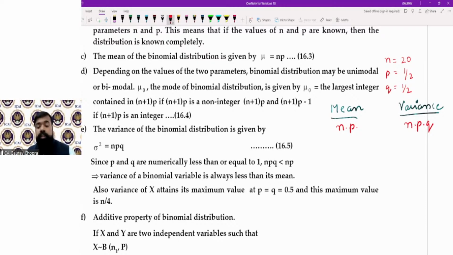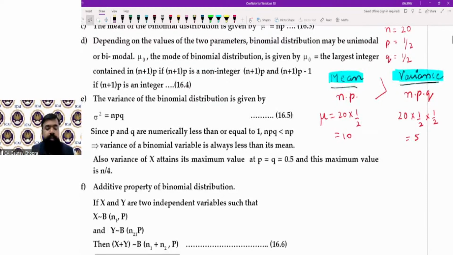Money says variance is greater. Dimple says mean is greater. Let's see. If we apply the formula for mean, it will be 20 into half, that is 10. Whereas in variance, 20 into half into half becomes 5. Now, which is greater? Mean is greater. So we have to remember this always: in case of binomial distribution, mean is greater than variance.